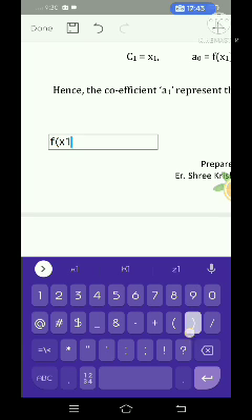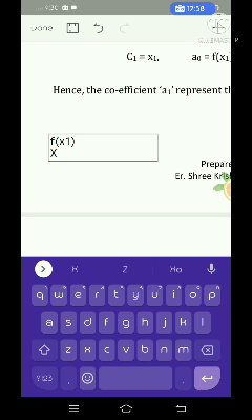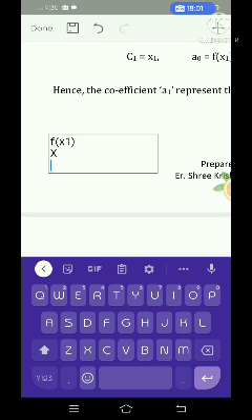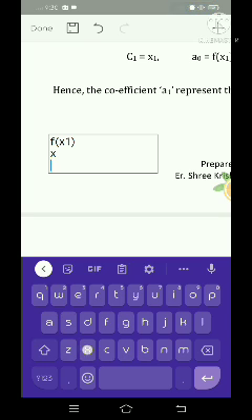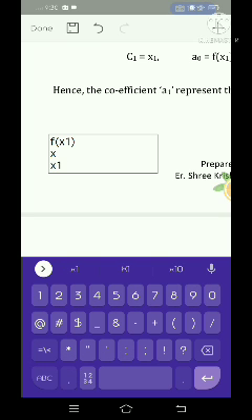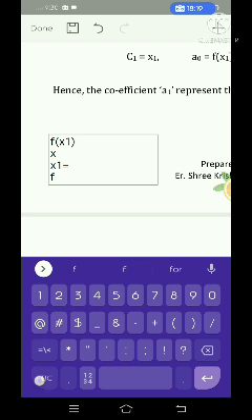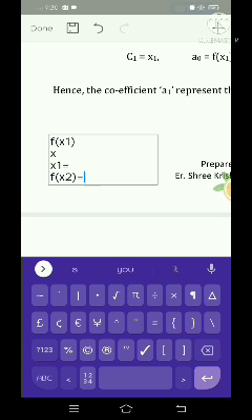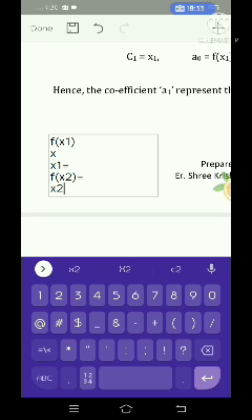For fx1, we are also required with your x, you have x sub 1, and you need fx2, and you have also x sub 2.